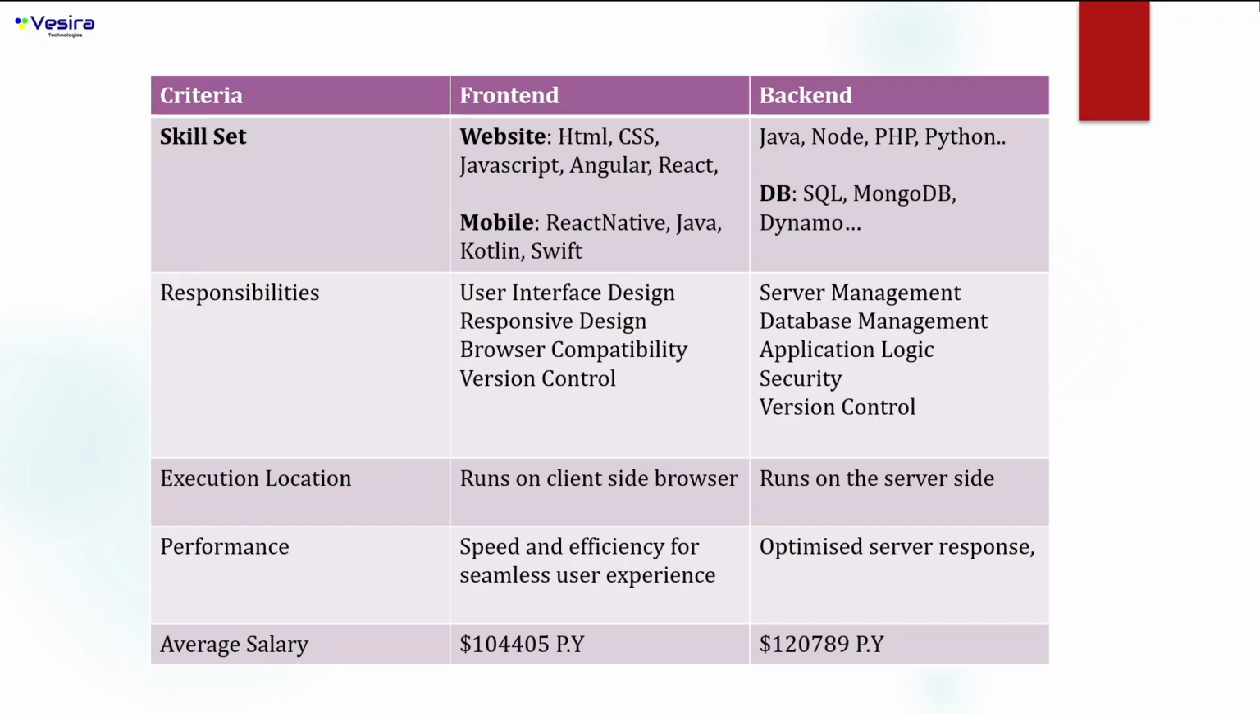And at the end, I have provided the average salary of the front end developer and the back end developer. So this is just a rough estimation. For the front end developer, it is 1 lakh per annum, and for back end it's like 1 lakh 20,000 per annum. These are in dollars. These vary depending on your experience and how you negotiate with your company. So these will vary depending on those things.